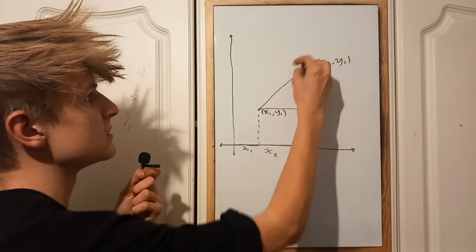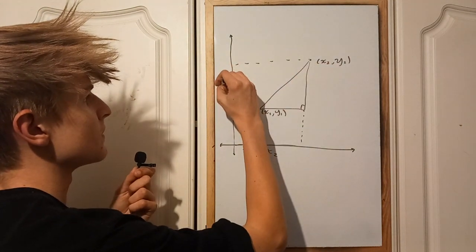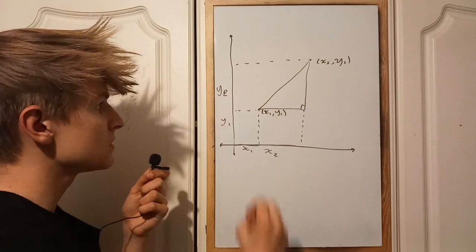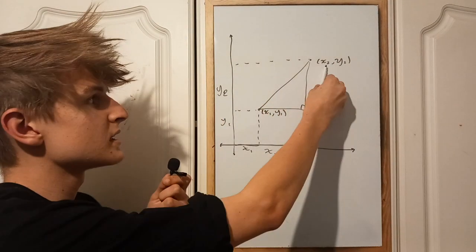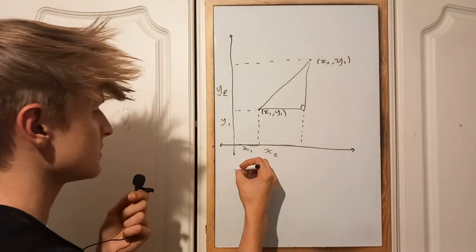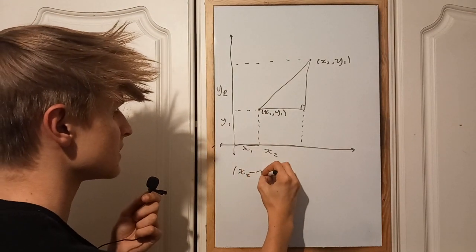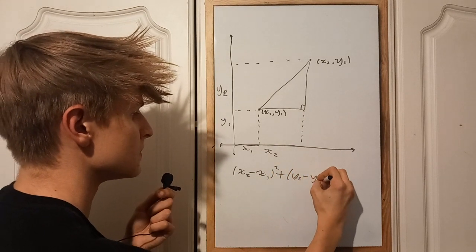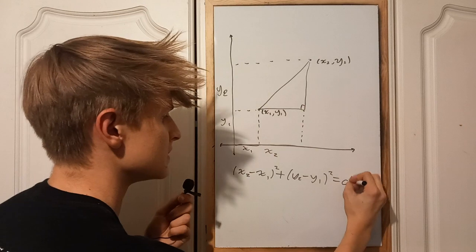And similarly, we can do it here. Draw out the y-coordinate, and then draw out the other y-coordinate, and then we can get that the other leg of the triangle is y2 minus y1, and then we can say (x2 minus x1) squared plus (y2 minus y1) squared must equal the distance squared.